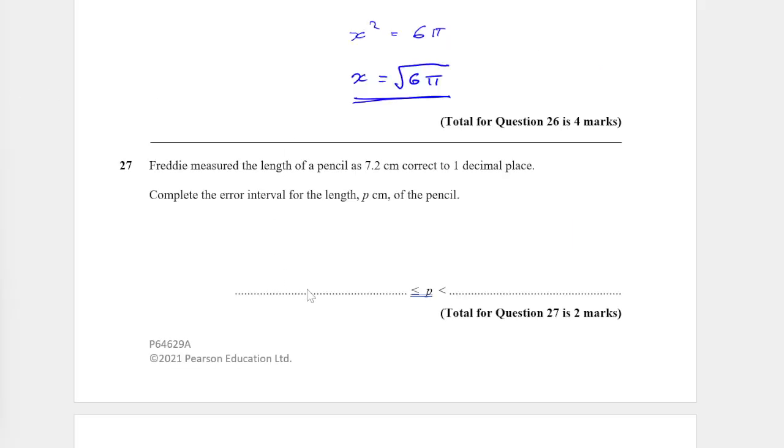Question 27. Freddie measures the length of a pencil to 7.2 centimeters, correct to 1 decimal place. Complete the error interval. So it's been rounded to 7.2 instead of 7.1, or instead of 7.3. So the smallest value that would be rounded, using the inequality symbol, is going to be 7.15, and the largest value would be 7.25, although we would round that value up technically, so we need the correct symbol there, which we've already got.